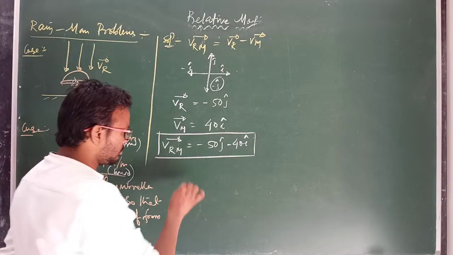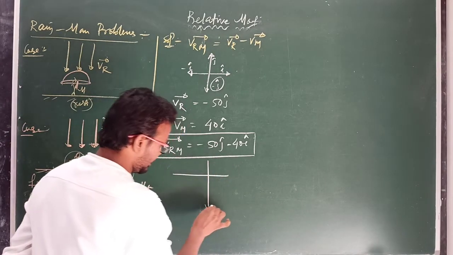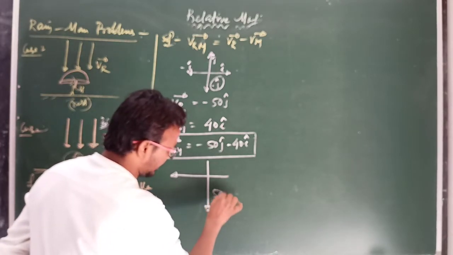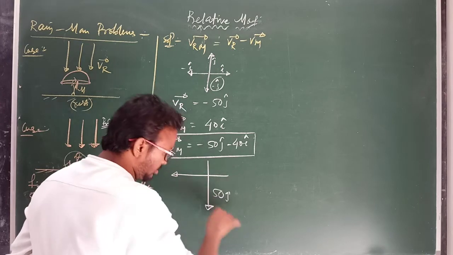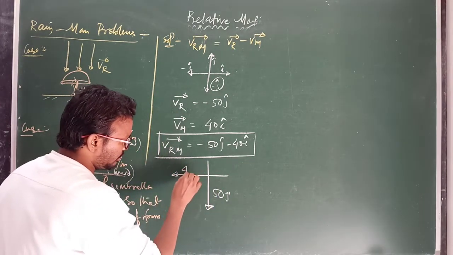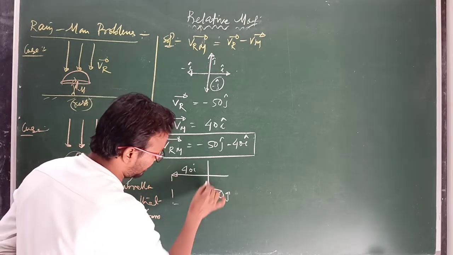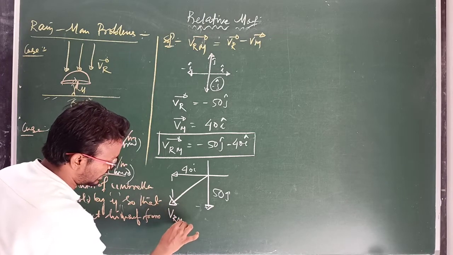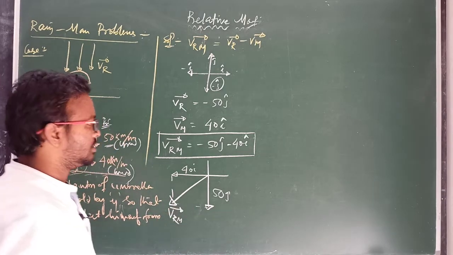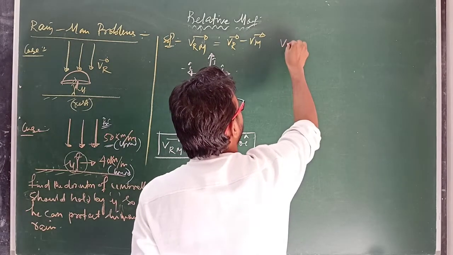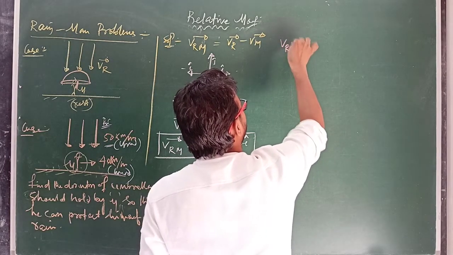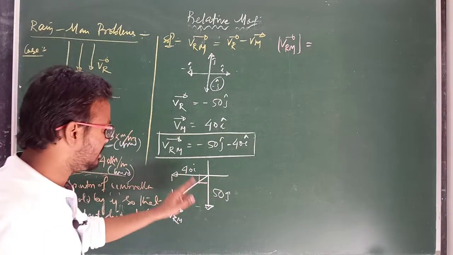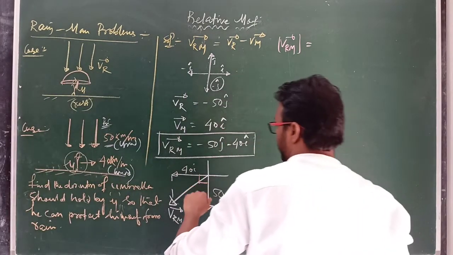Clear? So next you have to draw the coordinate system like this. Now represent minus 50 j cap, means this direction 50. Clear? 50 j cap in the downward direction, minus 40 means this direction, so 40 i cap. Now complete the parallelogram and it will give the resultant velocity of rain with respect to man. Clear? And you can also calculate its magnitude. Then its magnitude, velocity of rain with respect to man, equals root of a square plus b square, because the angle between them is 90 degrees. So a square plus b square plus 2ab cos theta, cos 90 is 0.